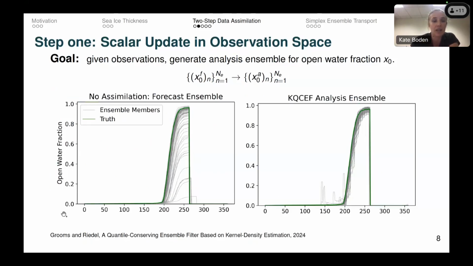So here, Ian worked on this and published a paper last year, where given observations, we still want to generate an analysis ensemble for open water fractions. His approach was to use a quantile conserving ensemble filter based on kernel density estimation, so you can have this nonlinear approach. I'm just showing you here, if you have an ensemble, so this is no assimilation, this is your forecast, and then applying the KQCEF, you get your analysis ensemble, which has collapsed around the truth. So this is already a published paper. I'm referencing it down here if you want to know more.